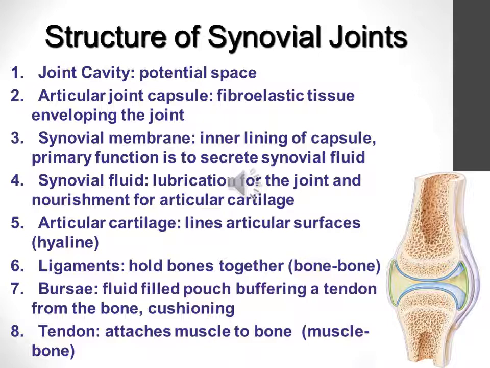And then you have your bursa, which is a synovial fluid-filled pouch. It's going to cushion between the bone and tendon. Anywhere you have a ligament, muscle, skin, tendon, or bones rubbing together, you could have a bursa. Your ligaments connect bone to bone, tendons connect muscle to bone.